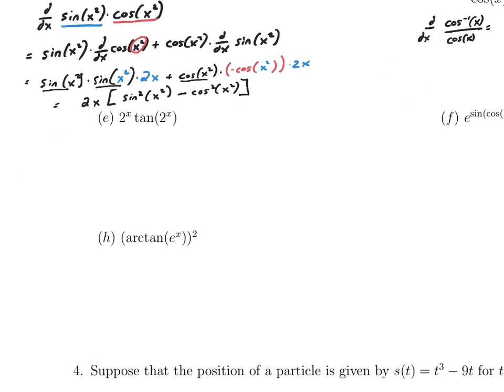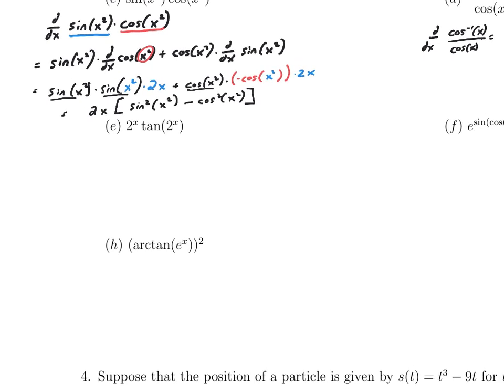Alright, so for this next one, again, it's a product rule. So I have two terms. So the derivative dx of 2 to the x tangent of 2x. Alright, so I have the first times the derivative of the second. I'll just write that.